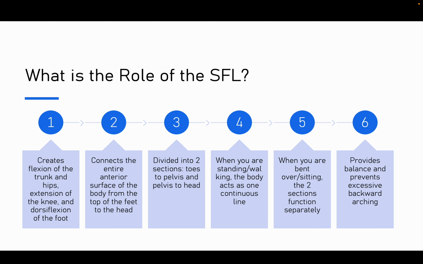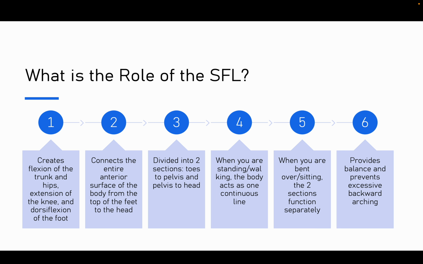So what is the role of the superficial front line? It creates flexion of the trunk and hips, extension of the knee, and dorsiflexion of the foot. It's going to connect the entire anterior surface of the body from the top of the feet to the top of the head, just like we saw in that diagram from earlier.